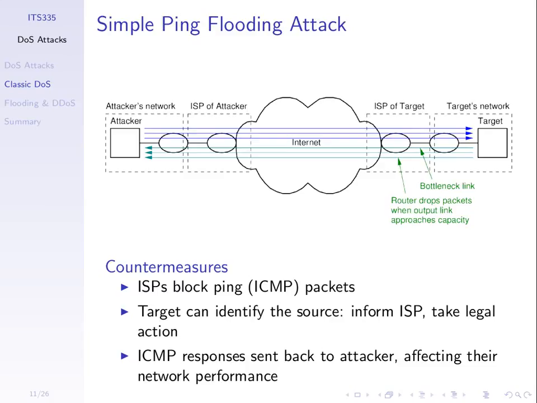The target can identify the source. In this simple case, we're not using a fake source address. The attacker sends many packets to the target. When the target, or the router, gets them, it sees the source address. And from the source IP address, in theory, you can map that back and find out who the attacker is.